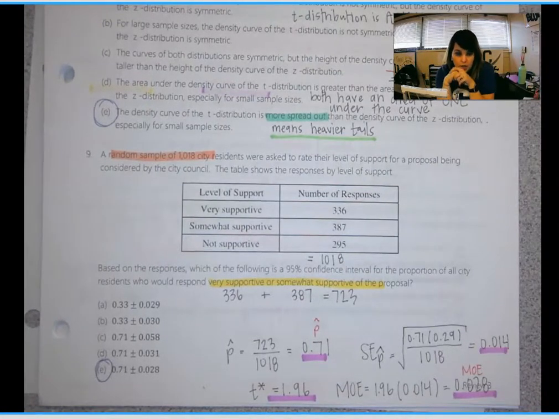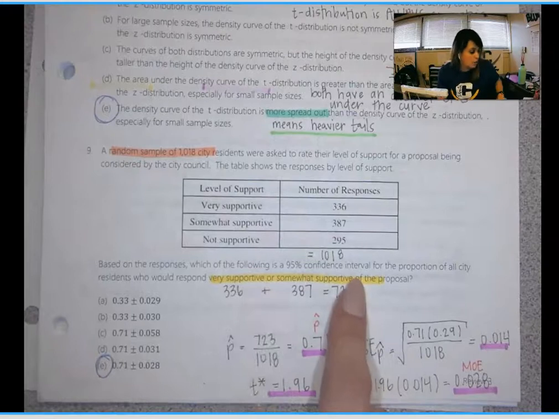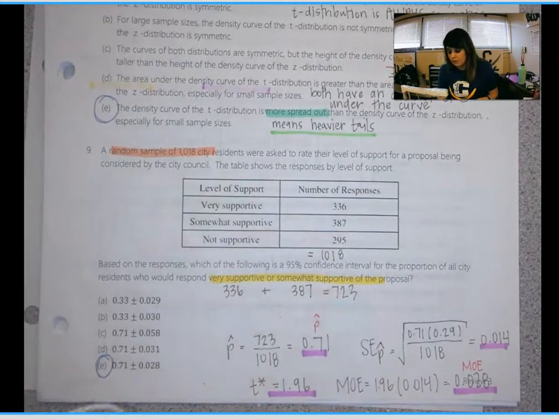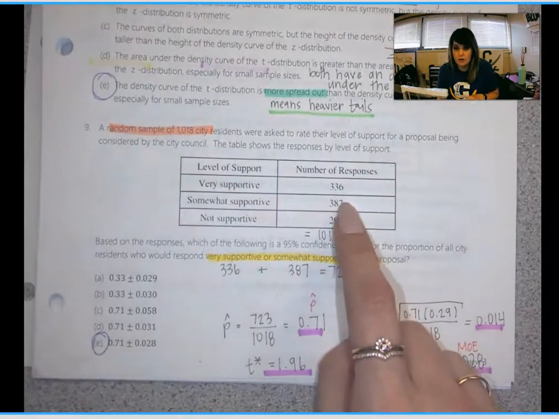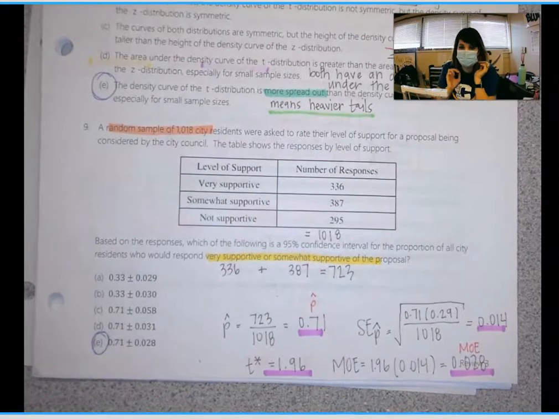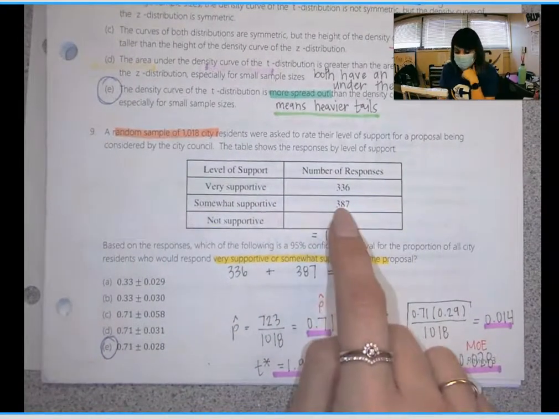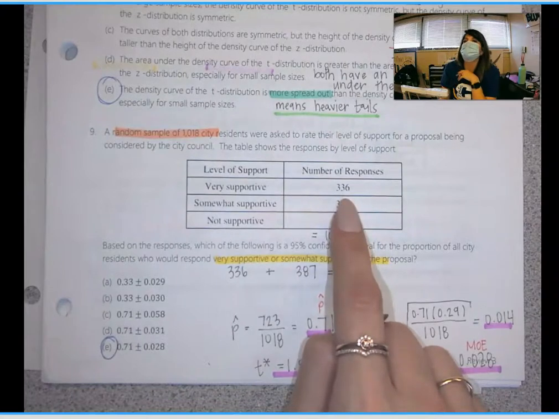So this one wants to know what would the 95% confidence interval be for the true proportion that are very supportive or somewhat supportive. To calculate this, you need to gather the number of respondents that were in those categories. So somewhat supportive is 387. Not supportive is, or very supportive is 336.